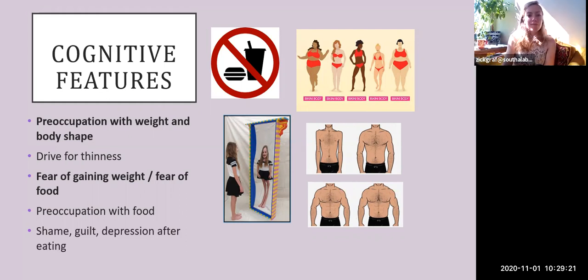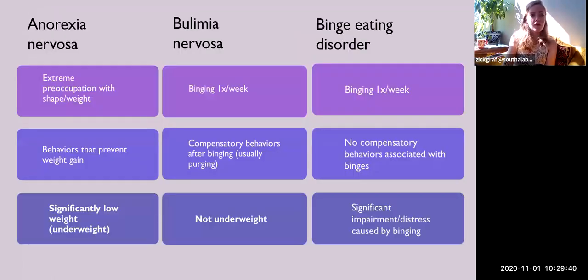The main cognitive feature that is diagnostic of anorexia nervosa, which someone has to have to be diagnosed, is preoccupation with weight and body shape and fear of gaining weight. But these cognitive features are seen in anorexia nervosa, bulimia nervosa, and binge eating disorder. So these are the 3 eating disorder diagnoses that the DSM-5 recognizes, in addition to ARFID, pica, and rumination.